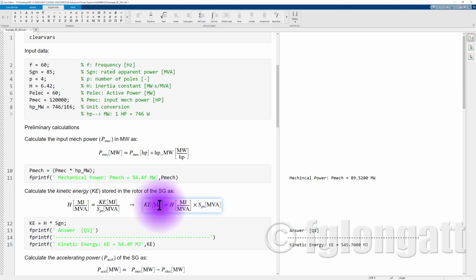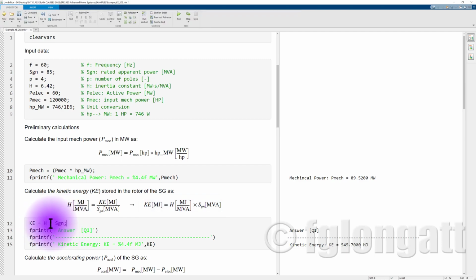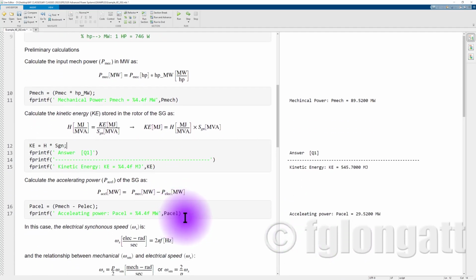In this case, the kinetic energy in megajoules is equal to the rotational inertia in megajoules per MVA multiplied by the rated apparent power. Now it's just a question of applying the numbers: 6.42 megawatt seconds per MVA multiplied by 85 MVA. We obtain that the kinetic energy stored in the rotor of this machine is basically 545.7 megajoules.